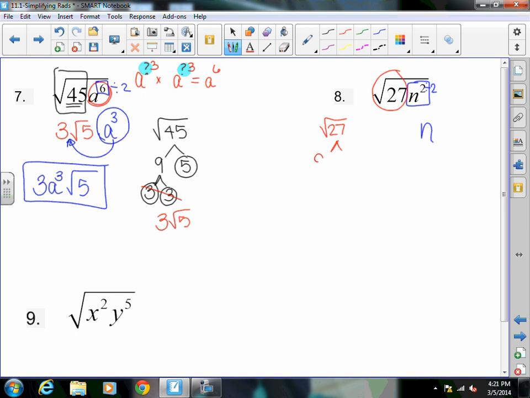I'll do 9 and 3. 3 is done. 9 becomes 3 and 3. So then my pair is 3. Leftover 3 goes inside my rad. So then I have 3 rad 3. And remember what I told you? This n needs to go beside my coefficient. So 3n rad 3.